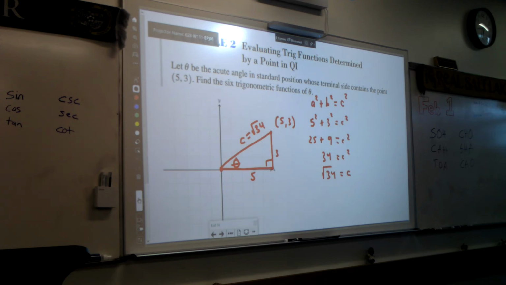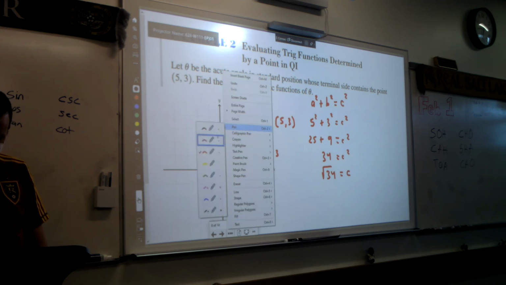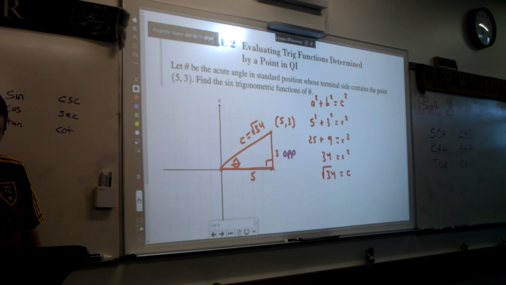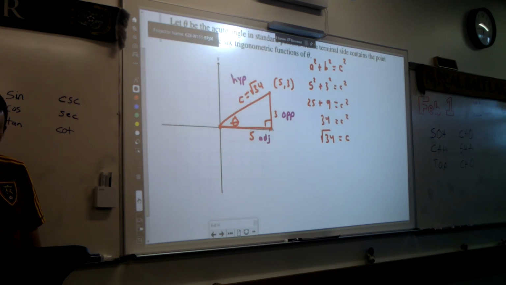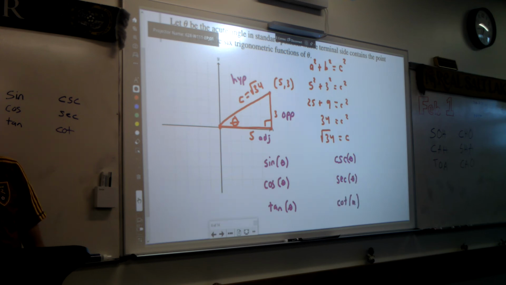Now we want to find SOHCAHTOA of that. Before we do that, Anthony, how would you label our sides here, opposite, adjacent, and hypotenuse? Okay, cool. We've had a lot of practice with this. So now we're going to do sine, cosine, tangent. Cosecant, secant, cotangent. Hopefully you're getting better at that. Let me give you about 30 seconds before I call on 6 of you.